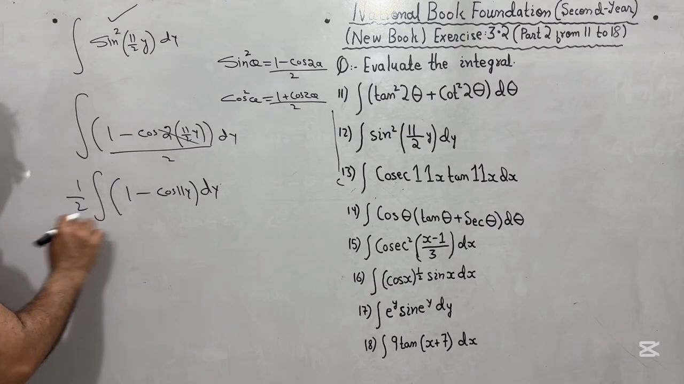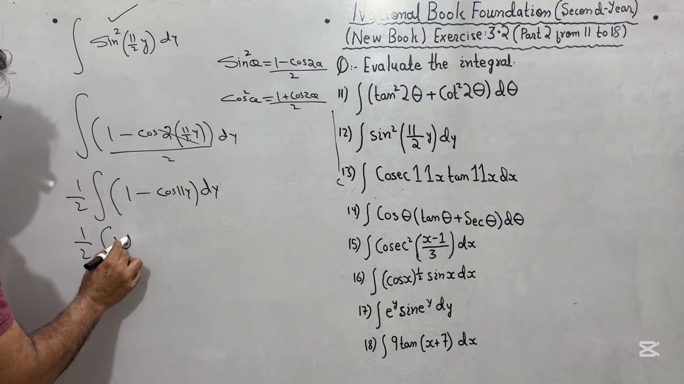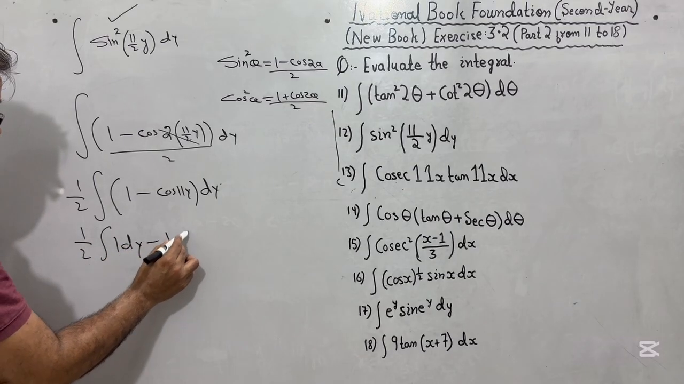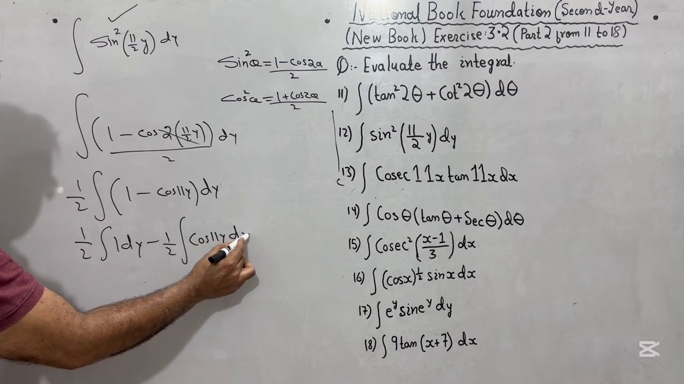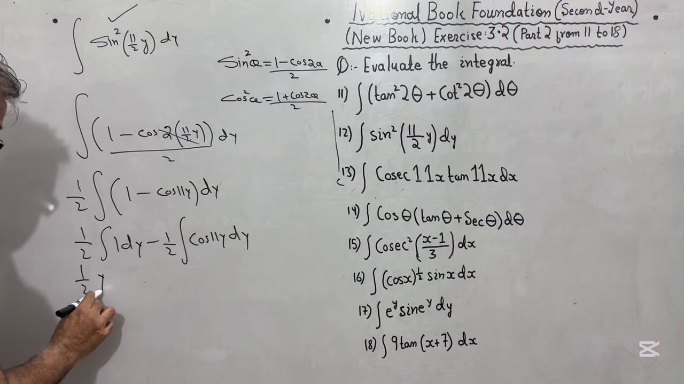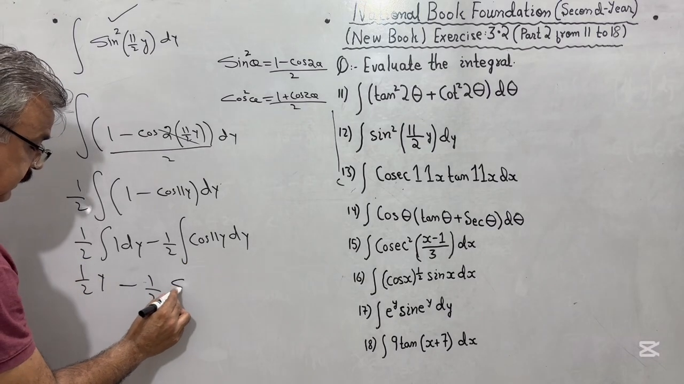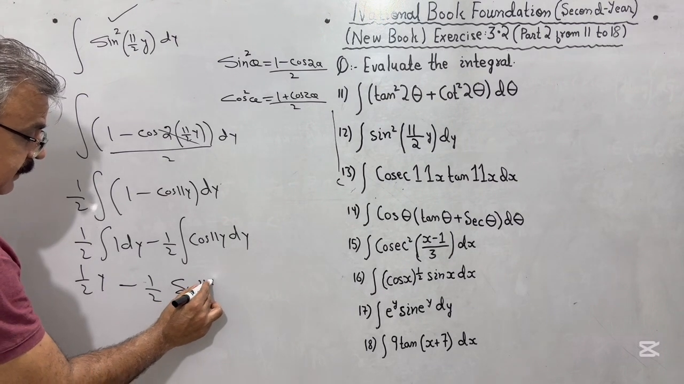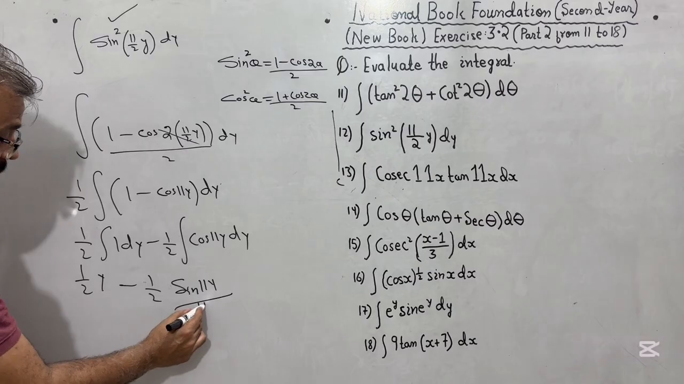Simply multiply 1 over 2 with the integral and dy throughout. Integral of 1 dy minus 1 over 2 cos 11y dy. Integration of 1 with respect to y is only y, minus 1 over 2 times the integration of cos, which is only sine 11y. Don't forget, the angle is a multiple of 11, so divide by 11.